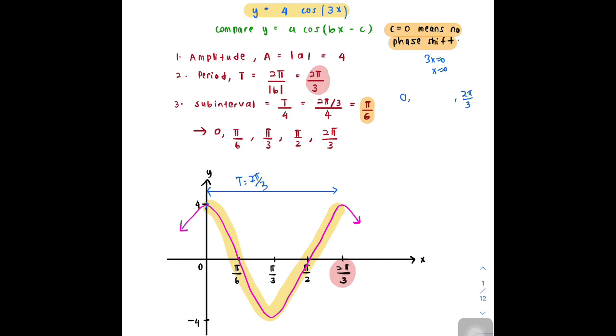You can always recheck your answer. Take the highest number here of your x-coordinate minus the lowest number. It should be equal to your period.